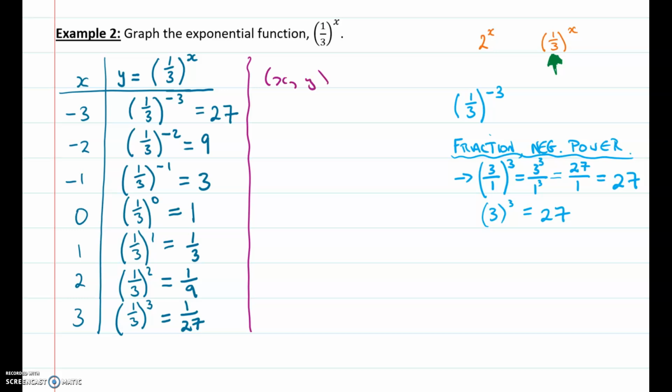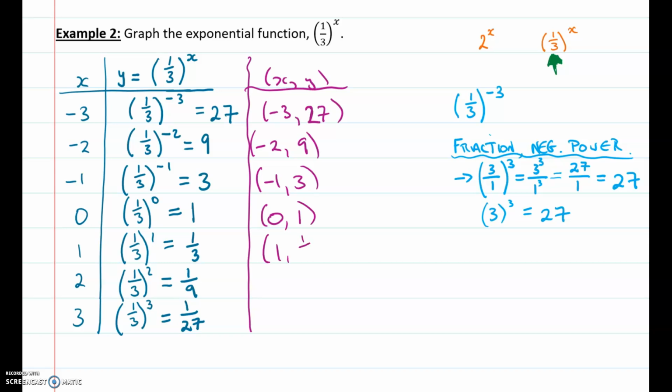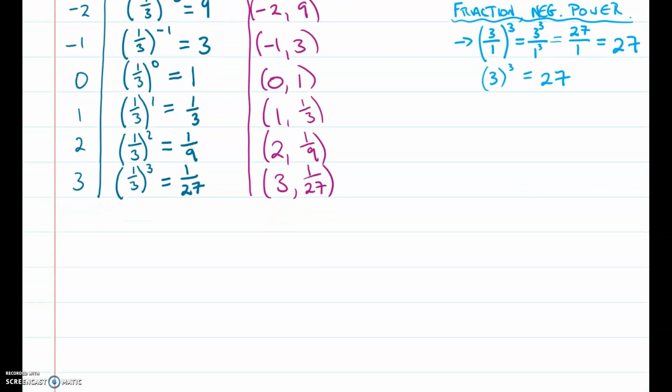Points are, remember, always x, y. So that's going to be -3, 27, -2, 9, -1, 3, 0, 1, 1, 1/3, and 2, 1/9, finally 3, 1/27. Okay, so those are our points, and now we just plot those points and graph them.